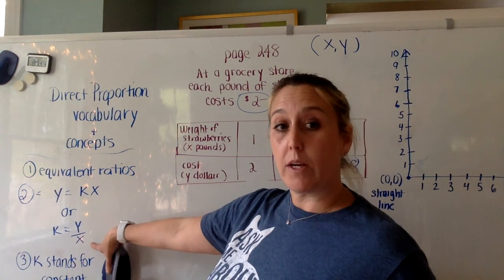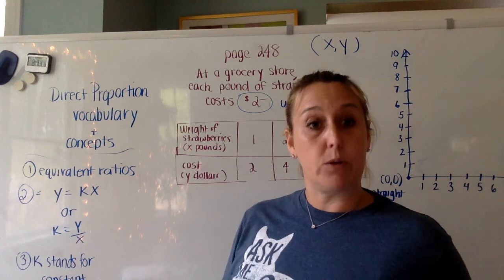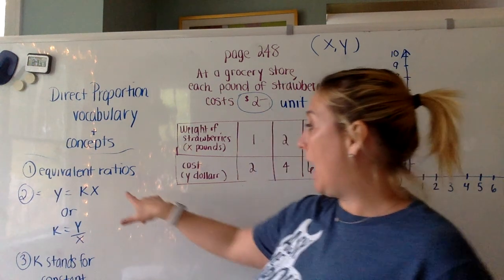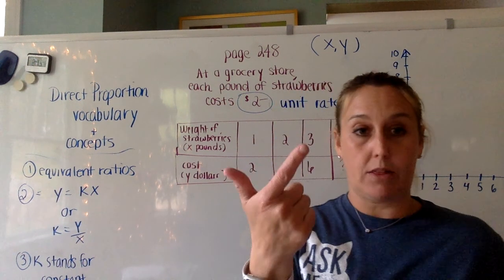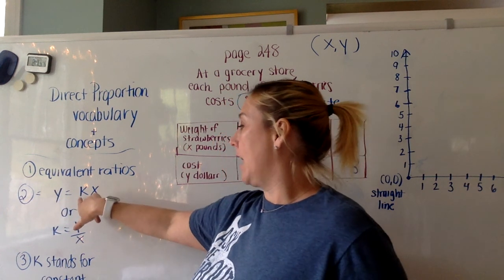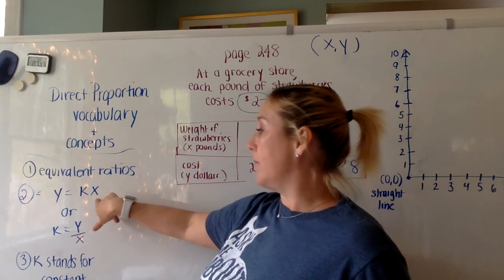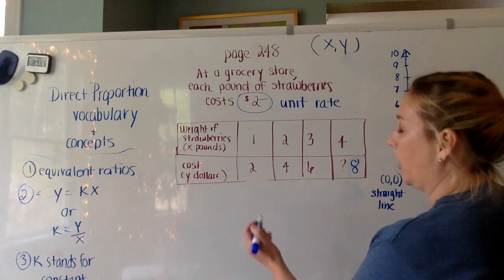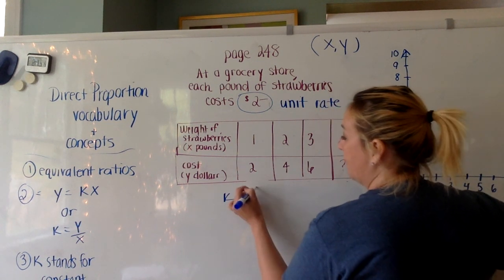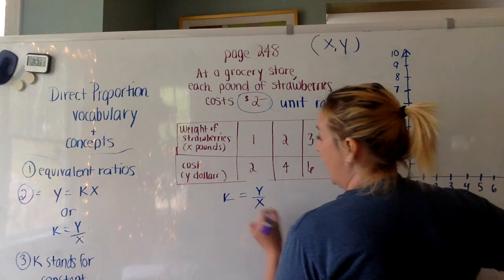The last method we use, so we've used the equivalent ratio method, we've used the y equals k times x method, which is our dependent times our constant and our independent variables. The last one is our constant, k. Our constant should be equal to y divided by x.